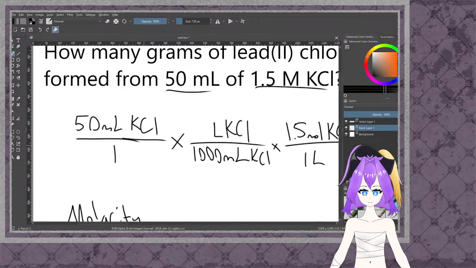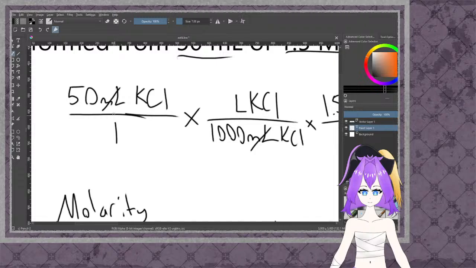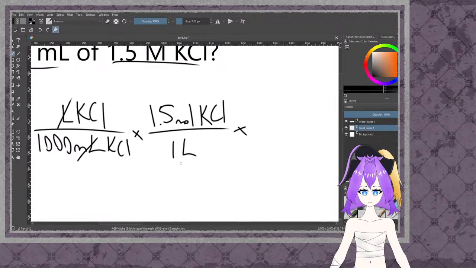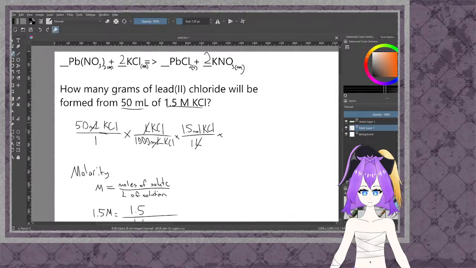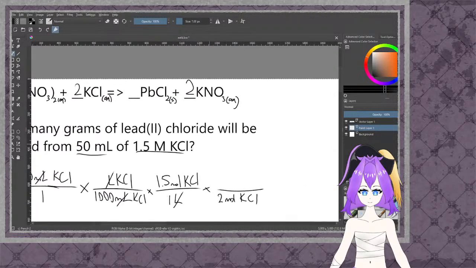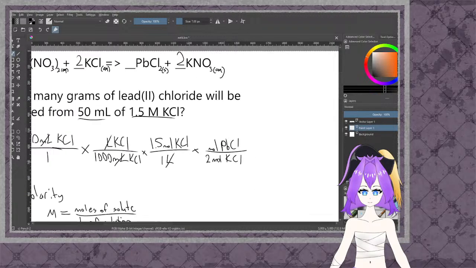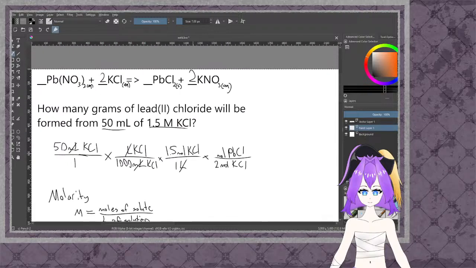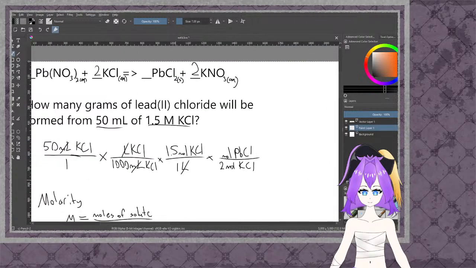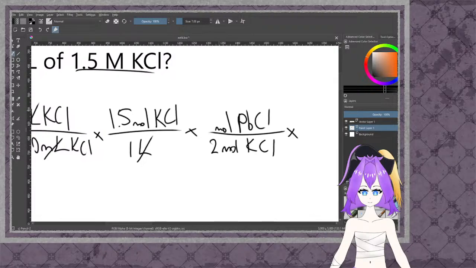Just to show what I'm doing, because I'm not sure if this is standardized: on the top and the bottom, when we multiply, we end up canceling out the milliliters and the liters. So now we're left with moles. Now we can do the mole ratio. There's 2 moles of potassium chloride to 1 mole of lead chloride. So just moles of lead chloride. The reason I leave out the 1, if there's 1 mole of lead chloride or 1 mole of KCl, is that it really does not matter. I just prefer not to write it, as a bit of shorthand, so when I cancel everything out, it's literally just the label.